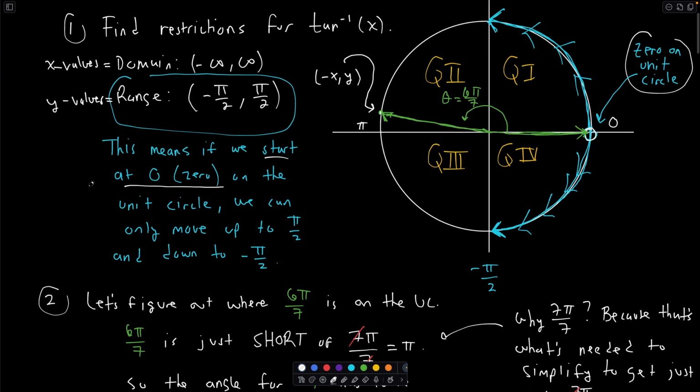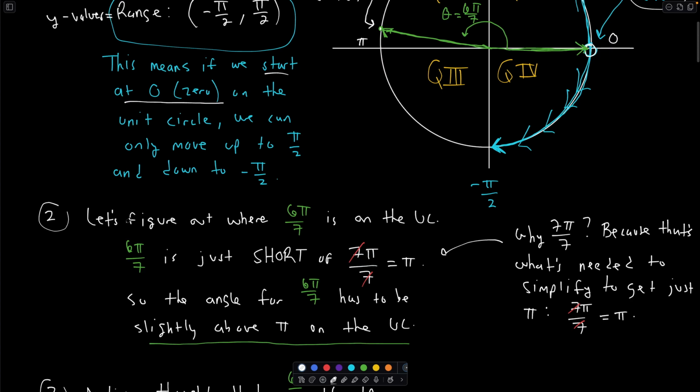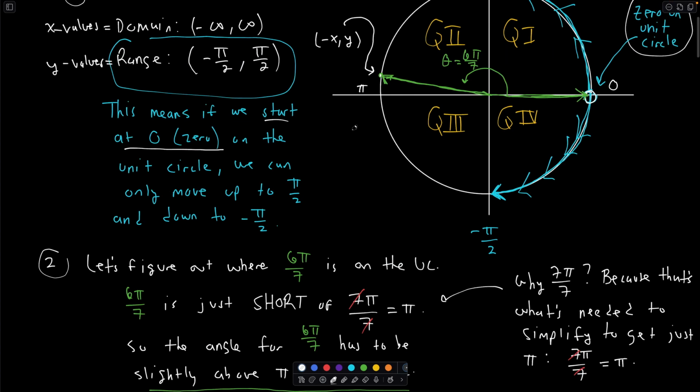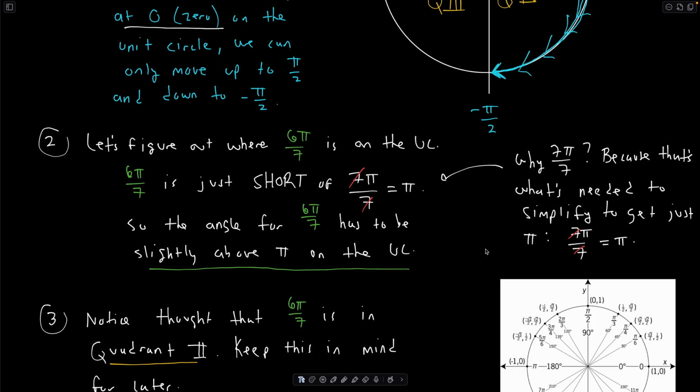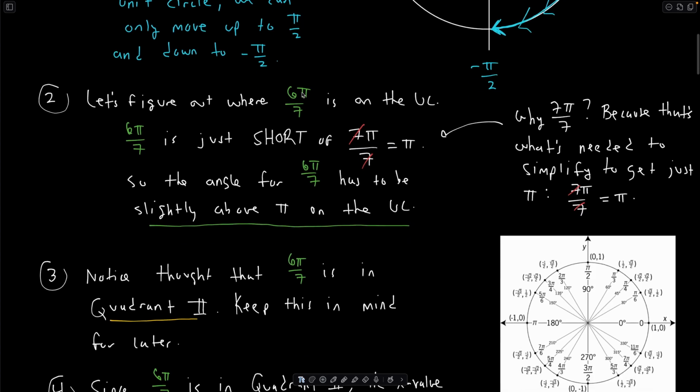Now the next thing we want to do is figure out where 6 pi over 7, in general, without the tangent function, is on the unit circle. If you look at the unit circle, we're looking for where 6 pi over 7 is. On the circle you have 2 pi over 3, 3 pi over 4, 5 pi over 6. So 6 pi over 7 will be somewhere around here. We're not worrying right now about which direction it is. We only care about where 6 pi over 7 is in general on the unit circle.